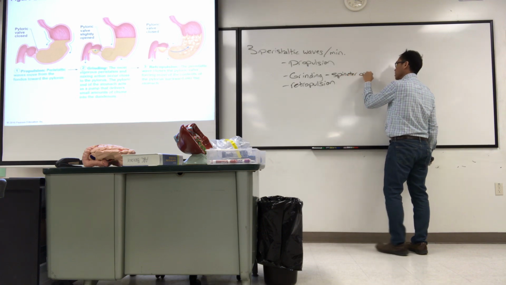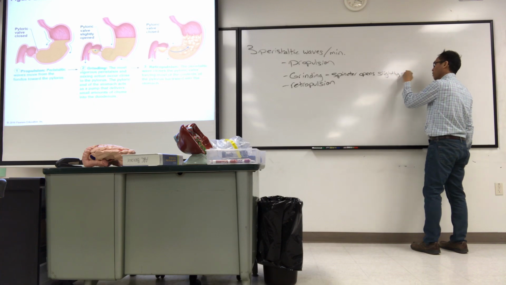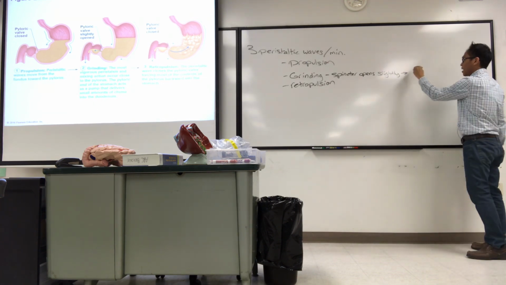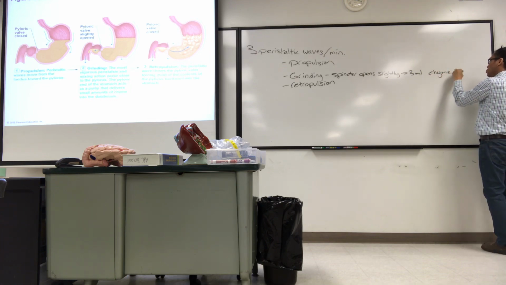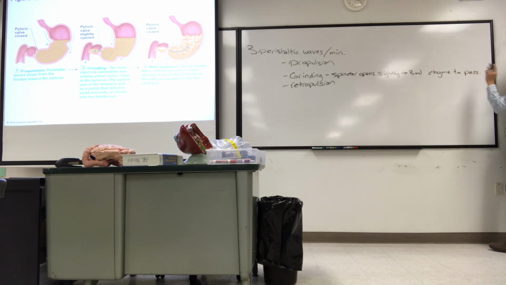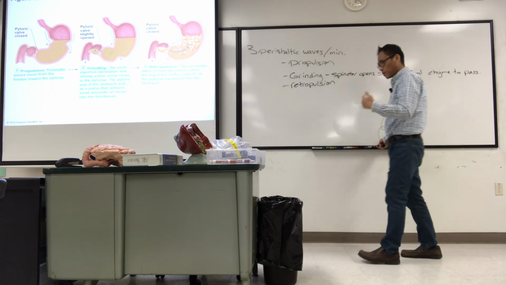Sphincter opens slightly. And that's when you allow, I'll say 3 ml of chyme to pass. Like you're just slowly letting the food forward because, well, the intestine can't accommodate as much food as the stomach can. So when you feel full and you're waiting for your food to go down, that's literal. Okay, it's going down a few mils at a time. You got a couple of liters of food in there.